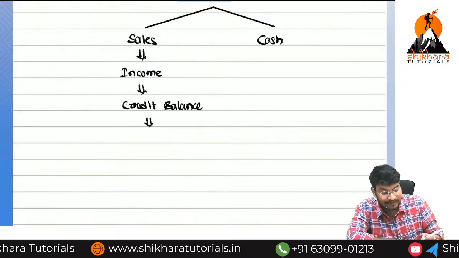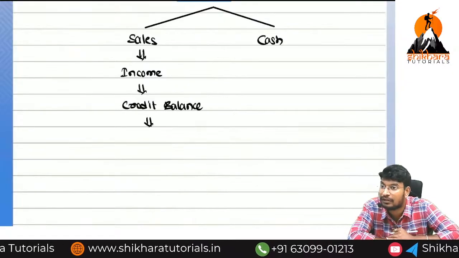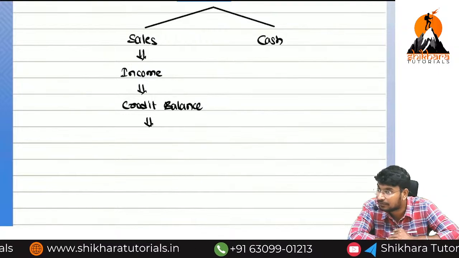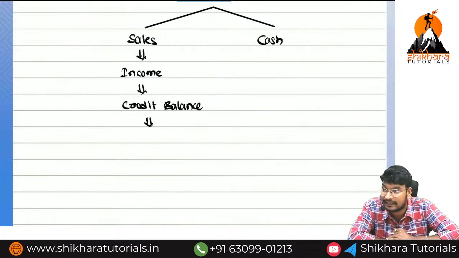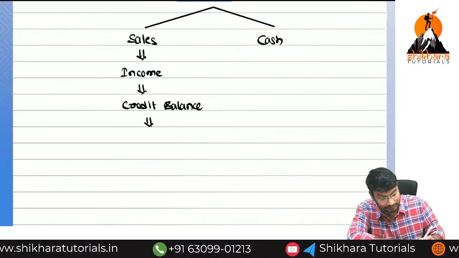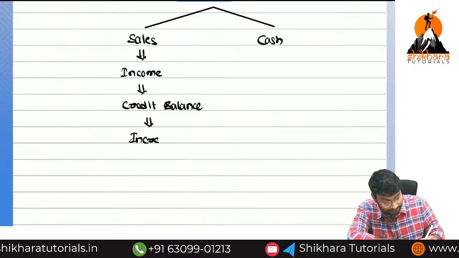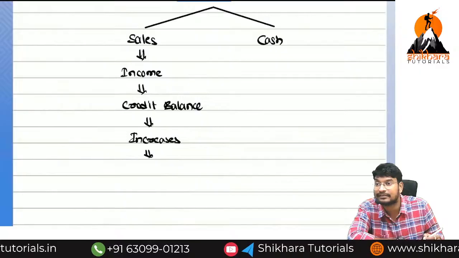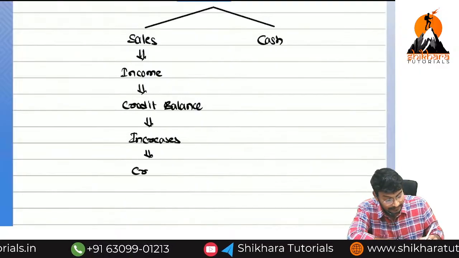Sir, previously were we having any sales? No, now only we are having the sales. That means previously the sales value is how much? 0. Now the sales value is how much? 10 lakhs. That means income increases or decreases? Income is going to increase. So what we need to do? If the credit balance increases, we need to do credit.